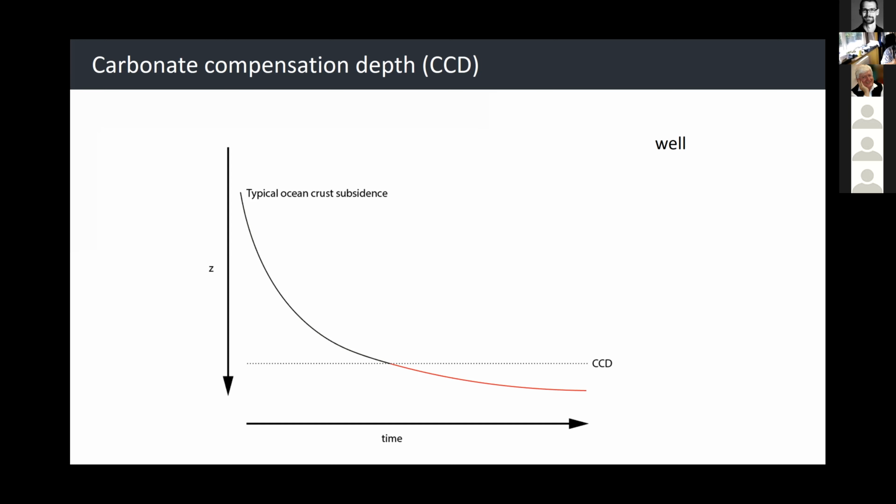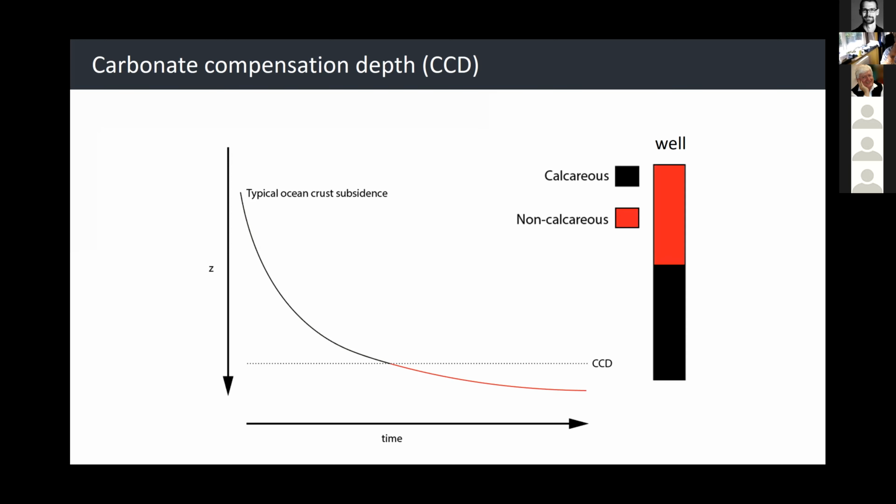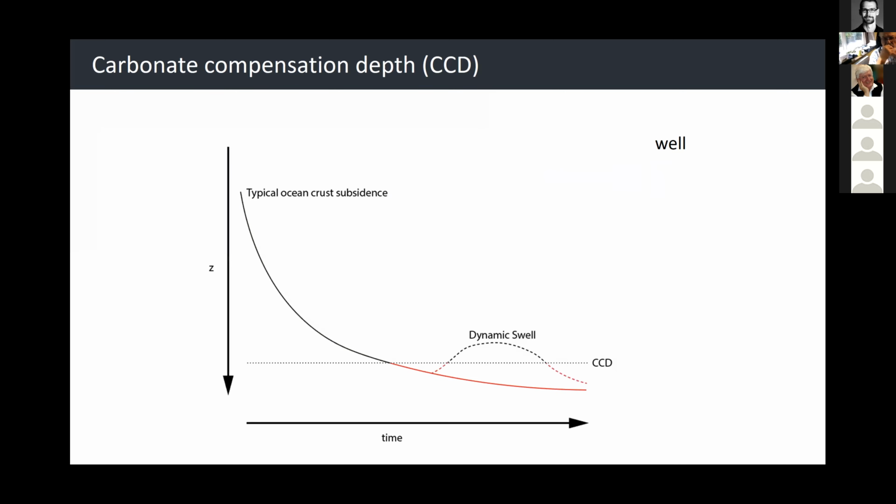Also indicated here with this dashed line is the carbonate compensation depth, or CCD, curve. As the oceanic crust ages, it sinks, and at one point in time, it may sink below the carbonate compensation depth. When that happens, we see this remarkable change in lithology in our wells, from calcareous deposition below to non-calcareous deposition above, after which the seafloor sank below the CCD.